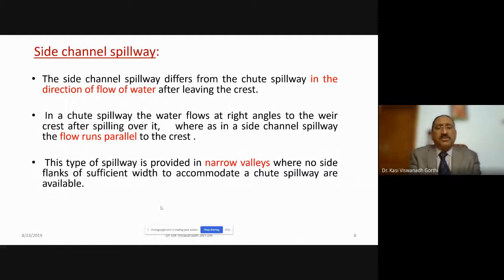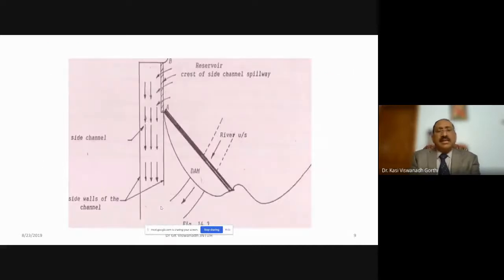So this type of spillway is provided in the narrow valleys where no side flanks of sufficient width to accommodate a chute spillway are available. If those things are not available, the side flanks having not sufficient width, then we go for the side channel spillway.